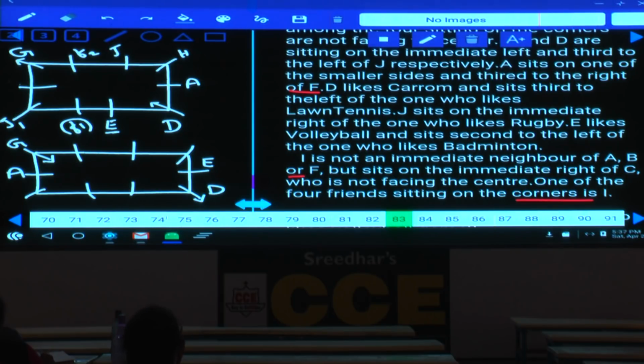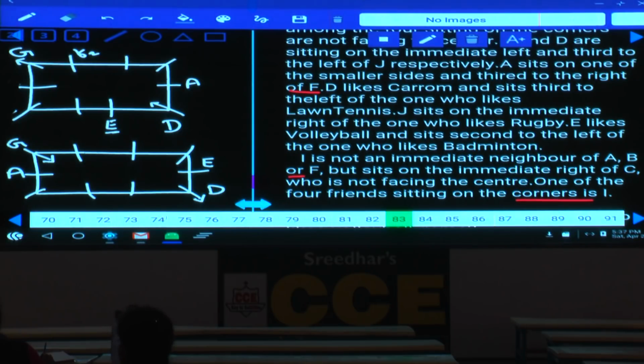If J and H are here, then I will be here. If I is here, I and F are adjacent to each other, which is not possible, which implies that F cannot be at this place. Are you following this one or not? As F cannot be here, then what is the other possibility we can have? F must be at this place, second place.